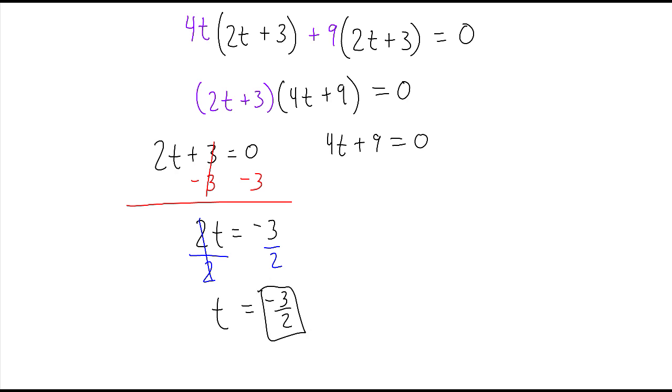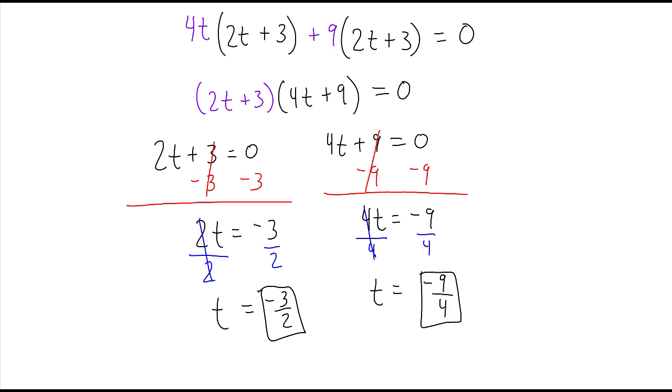Okay, let's do the same thing with 4t plus 9. Let's get rid of the constant term by subtracting 9 from both sides. Those will cancel. Leave me with 4t equals negative 9. And let's divide both sides by 4. t equals negative 9 over 4. So there's my two solutions, negative 3 over 2 and negative 9 over 4.